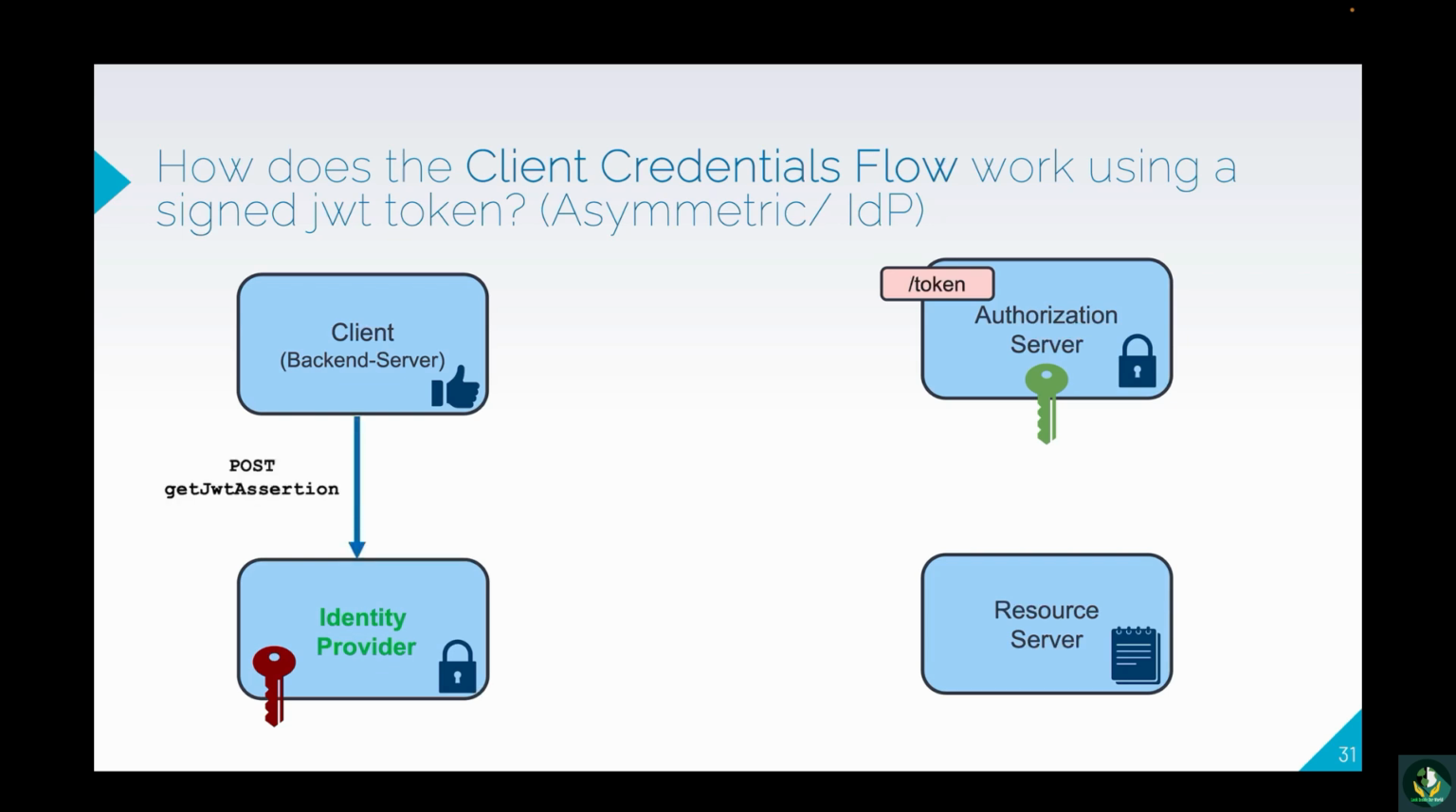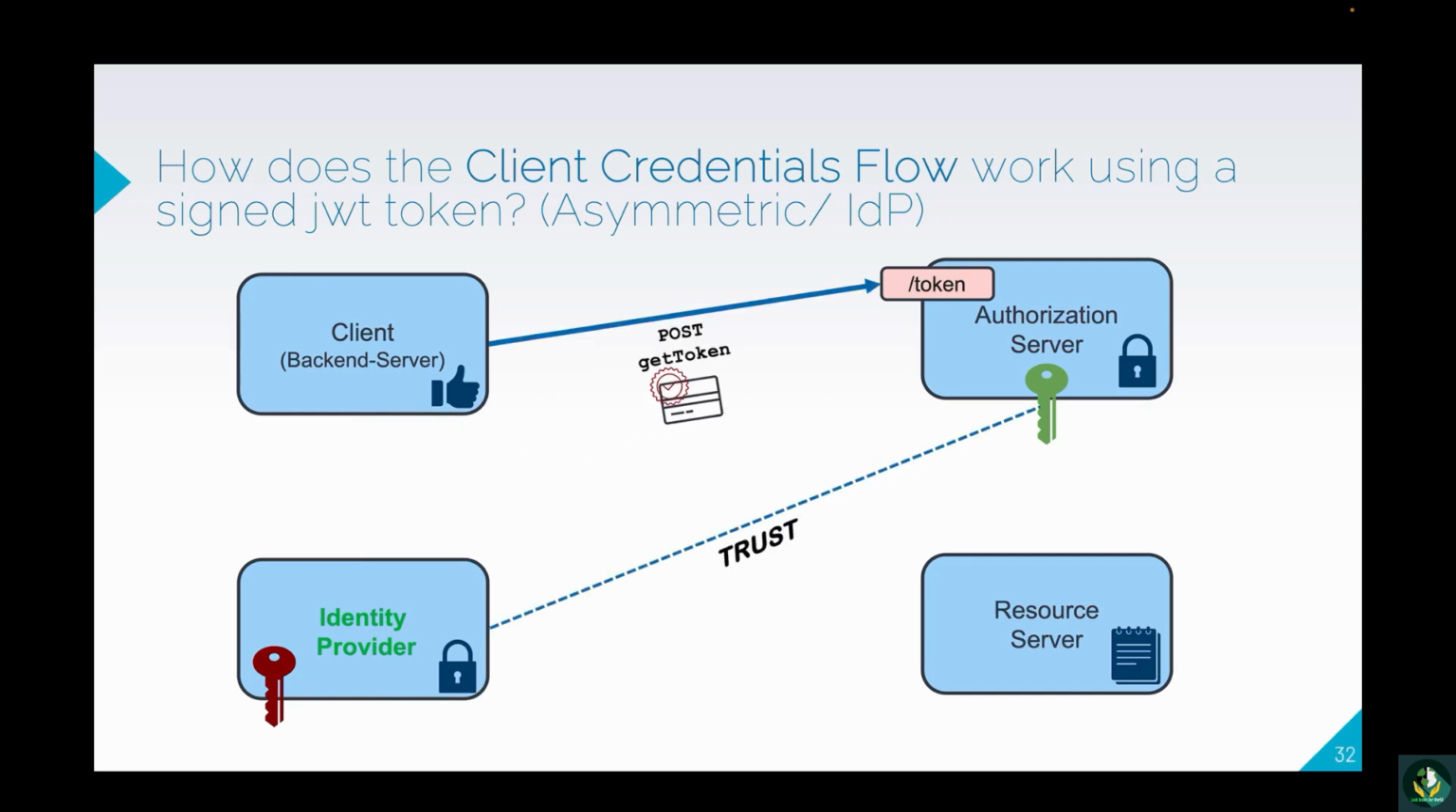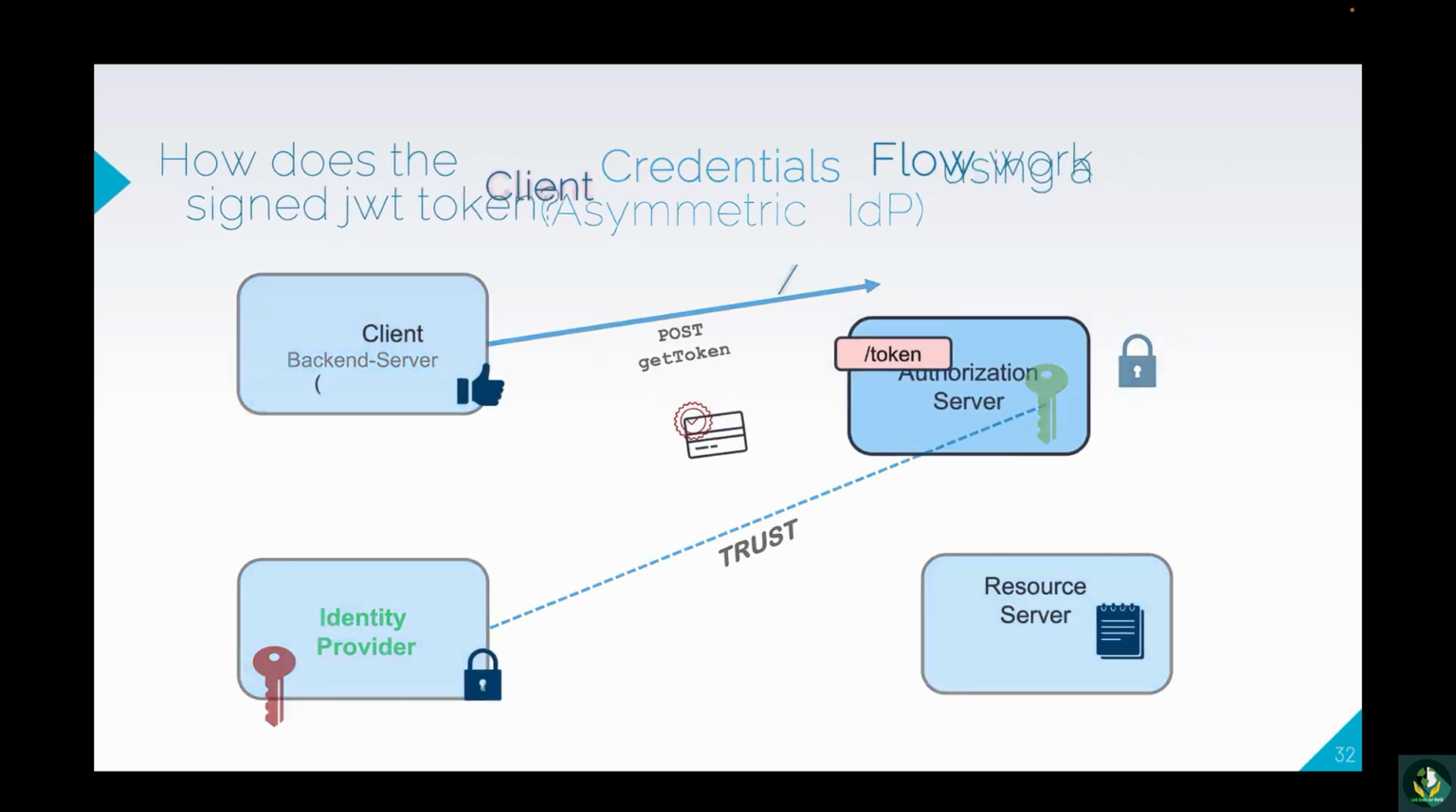In this case, the client retrieves the JWT assertion from the identity provider and uses it for authentication with the authorization server. This setup requires a trust relationship between the identity provider and the authorization server, along with specific configurations such as registering the identity provider's public key with the authorization server for signature verification. While this method is less frequently used, it can be advantageous in specific project scenarios.